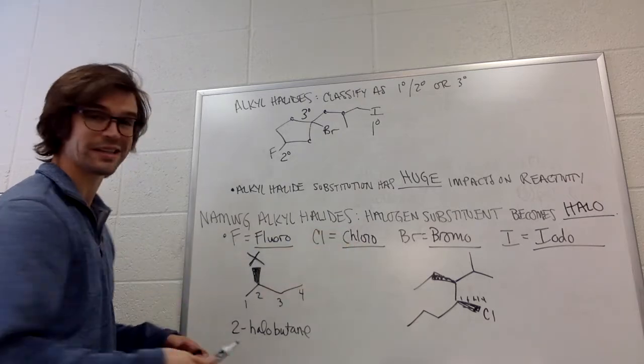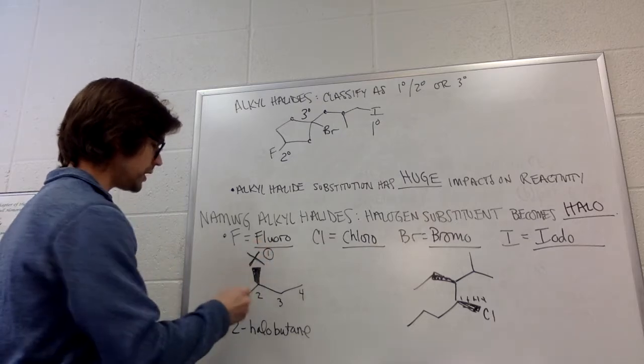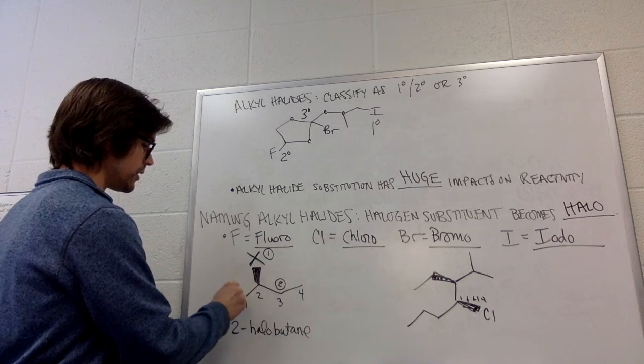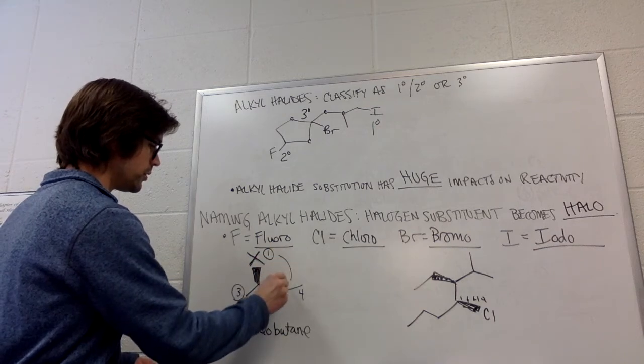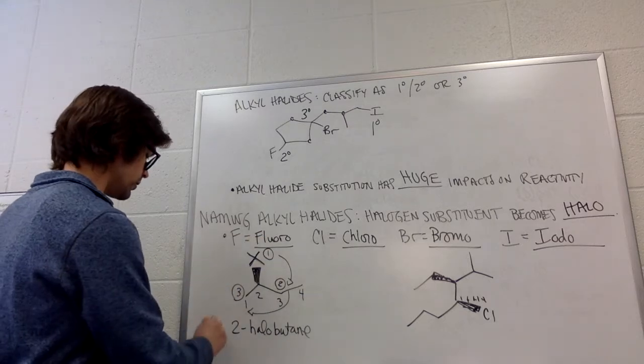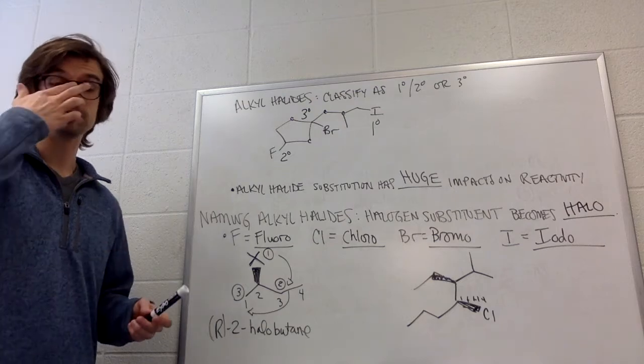Any of the halogens is larger than a carbon, so that would be the first priority. This ethyl beats just the methyl for the second priority. This is the third priority, so 1 to 2, 2 to 3. That is clockwise. So this is R, 2-halo butane.